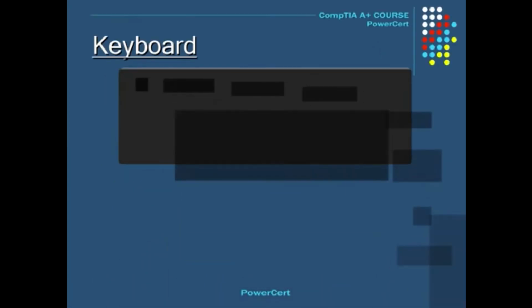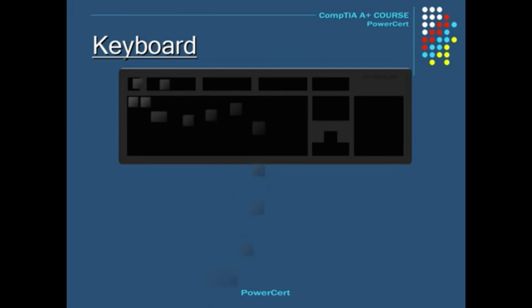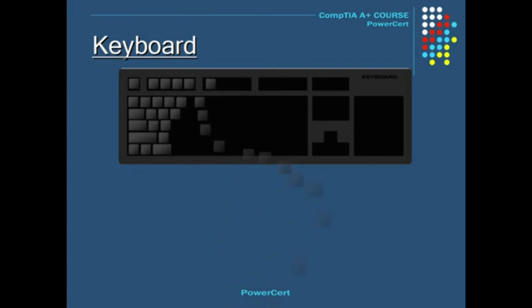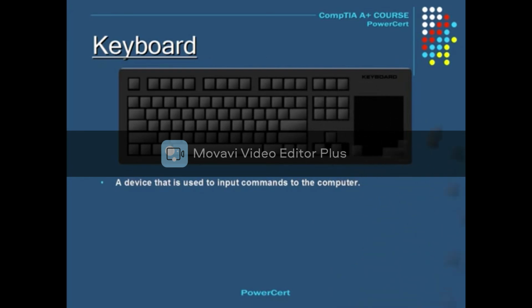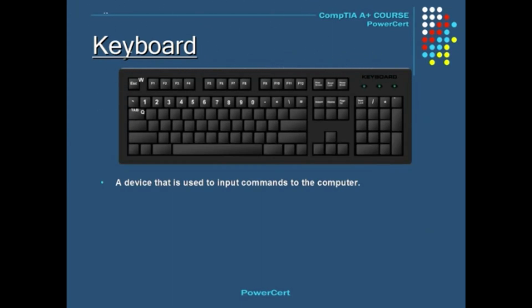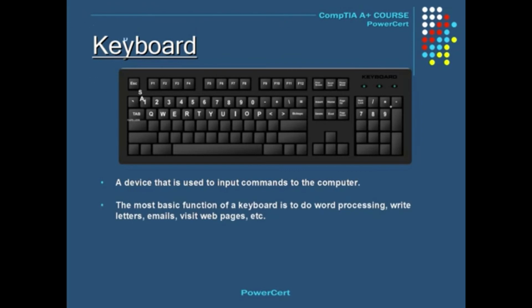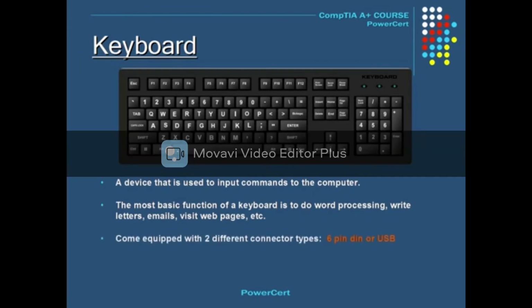One of the most basic input devices on a computer is the keyboard. A keyboard is a device that is used to input commands to the computer. It has keys that are made up of alphabets, numbers, and symbols that you can press with your fingers. The most basic function of a keyboard is to do things like word processing, write letters, emails, visit web pages, and so on. Keyboards come equipped with two different connector types.